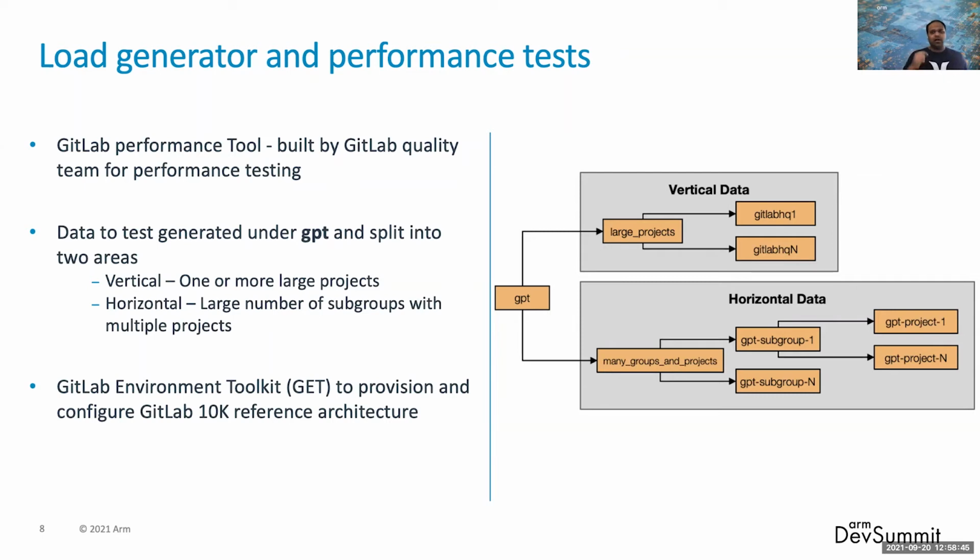Those are published by GitLab itself, and that is 20 RPS, or requests per second, per 1,000 users for API-based testing. And we'll see what I mean by that.